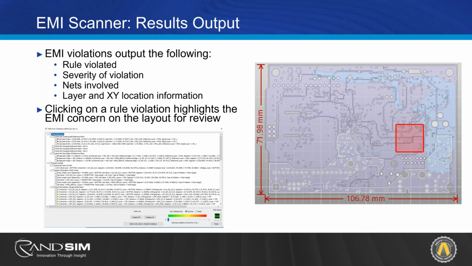So right now we are looking at a rule that is a signal trace crossing over varying reference planes. We have an internal trace that's routing and references a power plane layer, and in that red box, it's crossing over a few different planes. When you click on one of those violations, it will tell you what rule it's violated, how severe it is, the nets that are involved, as well as the layers and XY location information. Then it will automatically populate that red square on your design and show you directly where your issue is coming from.